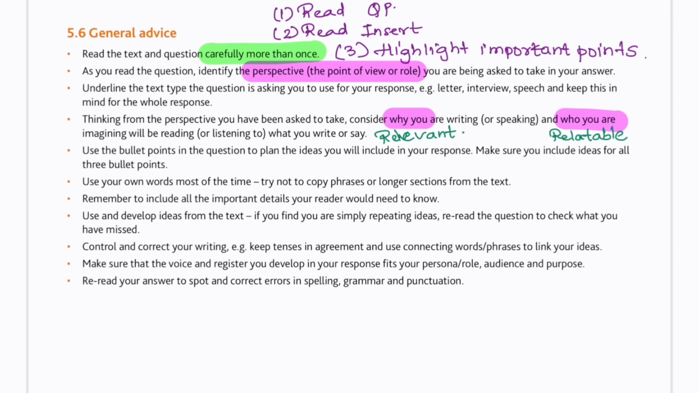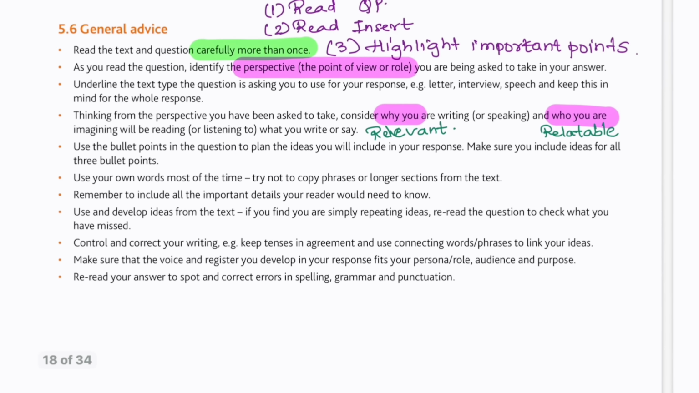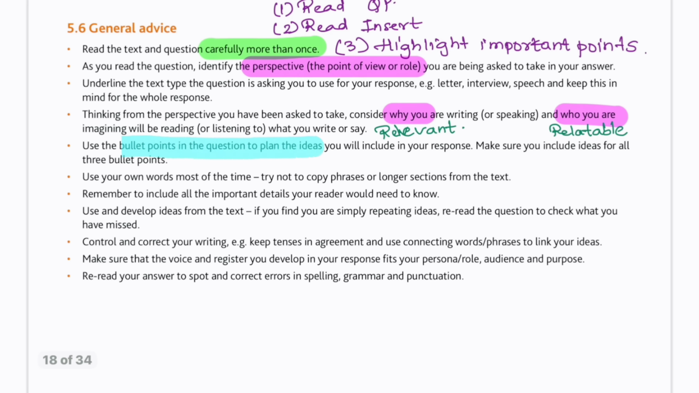Okay. Use bullet points in the question to plan ideas. This is a very important and very easy step. And you will include your response. Make sure you include ideas for all 3 bullet points. Use your own words most of the time. Do not copy phrases.